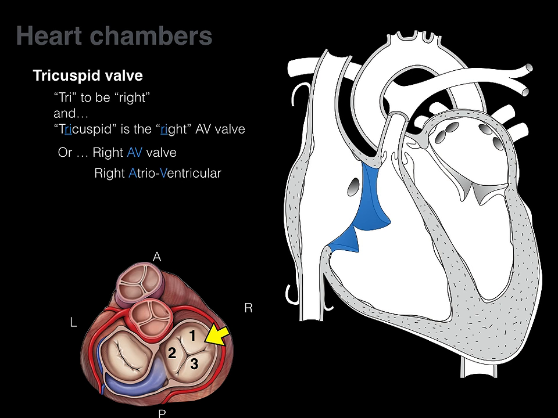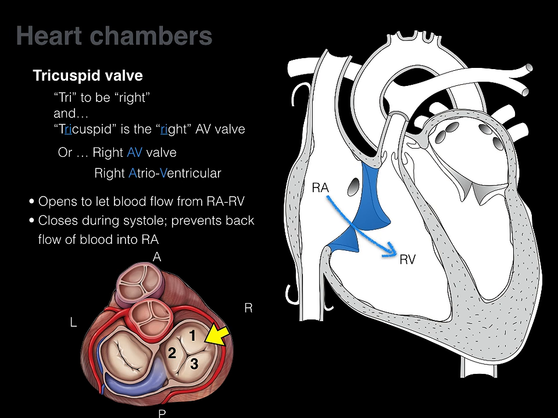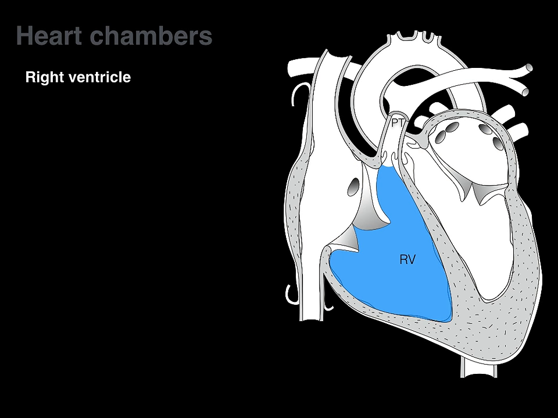Thank you, anatomists. Hooray! Now the tricuspid valve opens to let blood flow from the right atrium through that valve into the right ventricle. Then it closes during systole to prevent backflow of blood into the right atrium. Hold that thought. I'm going to come back to it. The right ventricle is the biggest chamber on the right side of the heart, and it pumps deoxygenated blood into the pulmonary trunk, en route to the pulmonary arteries, en route to the lungs to get oxygen.